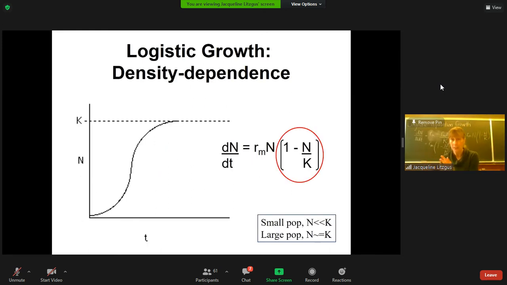So I've actually circled that piece of the equation to show you this is the part that makes it density dependent. Okay, so in this graphic we have time on the x-axis and population size on the y-axis going up to K, which is that carrying capacity, right? In a small population, population size is much less than that carrying capacity, whereas in a large population, you're going to get an N value that's much closer to that carrying capacity value. So we're going to have a look at how it relates to this density dependent part.